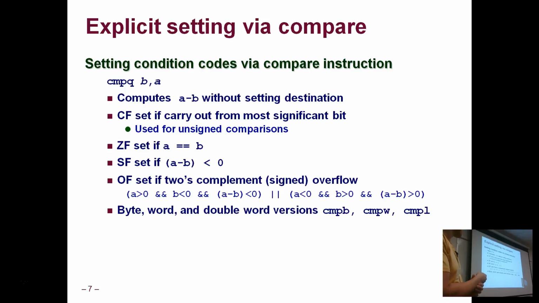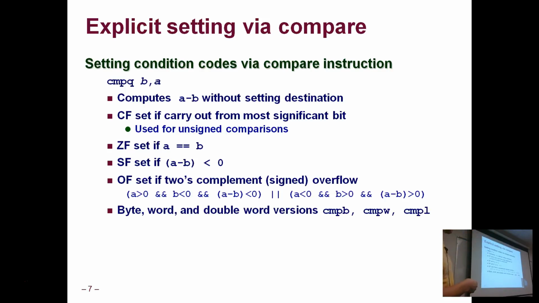So in this case, the carry flag is set if a minus b leads to a carry out on the most significant bit. The zero flag is set if a and b are the same, so you're checking if a is equal to b. So it turns out if you do an if a is equal to b, you'll see it turn into this instruction, followed by a conditional branch based on the zero flag. And we'll see an example of this. The sign flag is set if a minus b is less than 0, using 2's complement arithmetic. That most significant bit is set.